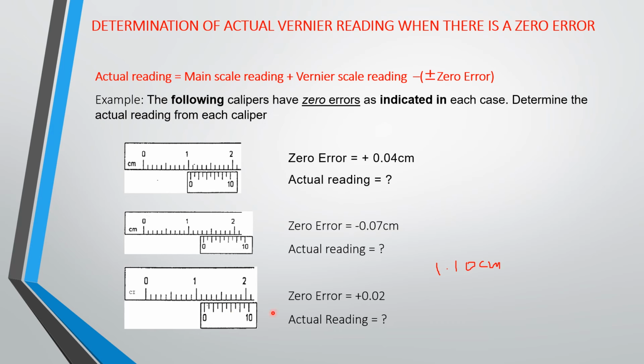Then you come to the Vernier reading, the Vernier scale. Let's look at it. 1, 2, 3, 4, 5, 6. The 6 mark corresponds. 6 marks. So multiply 6 by 0.01, which is the accuracy. So you have 6 times 0.01 centimeters, which will give you 0.06 centimeters. So add up these two together.